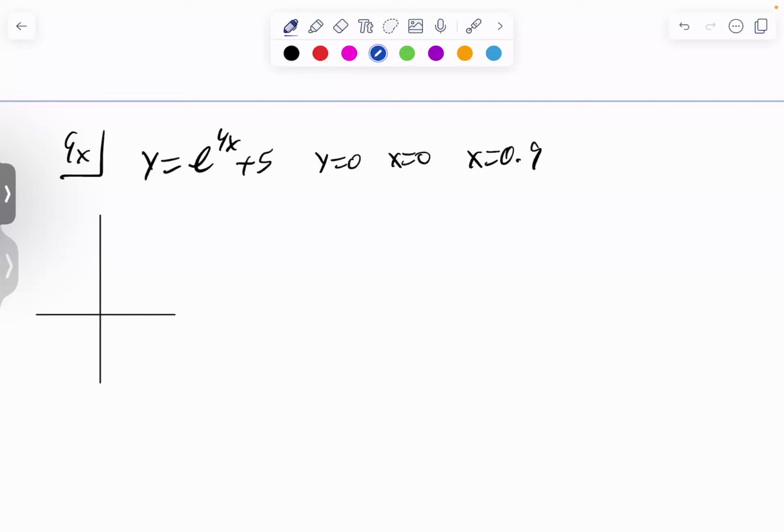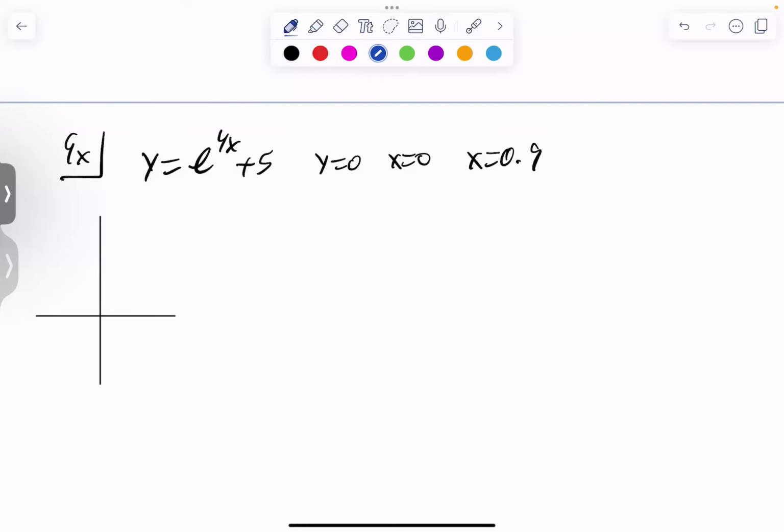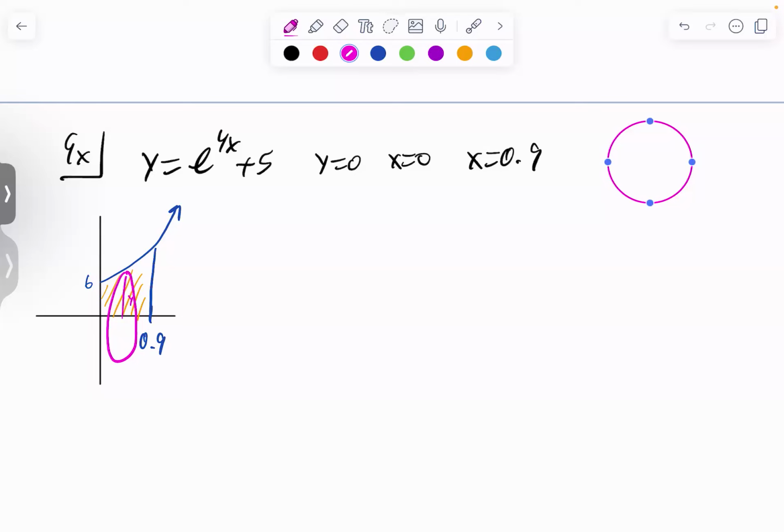And this graph is actually going to look like this. It's going to be way up here. It's going to cross at 6. And it's going to shoot up like that. This is at 6. And we are going from 0 to 0.9. So our area of interest is here. And once again, we are going to end up with rotating each of these around the x-axis with a radius of y, which means to us, we're going to be here with a radius of e to the 4x.